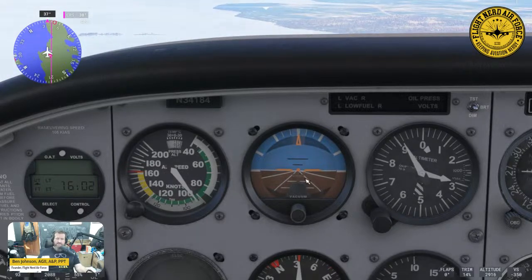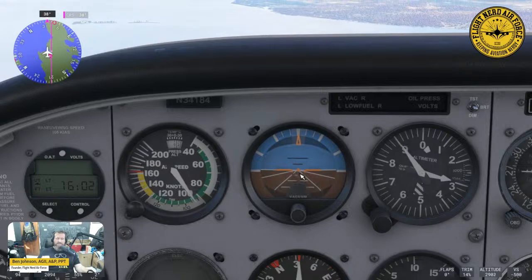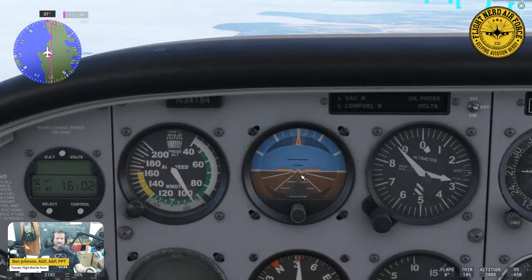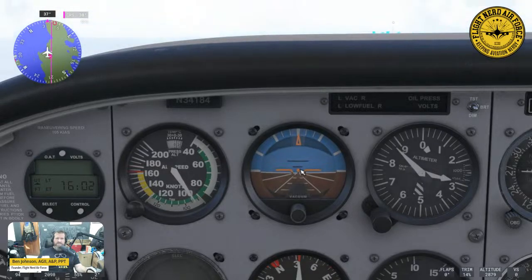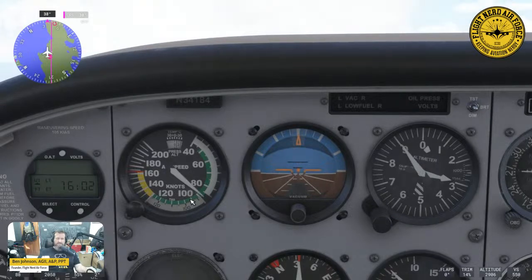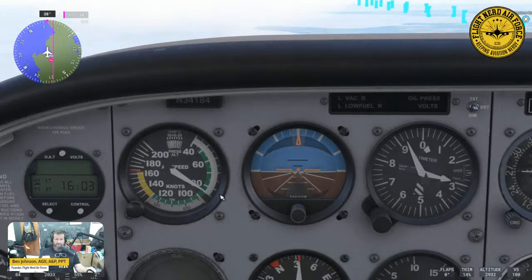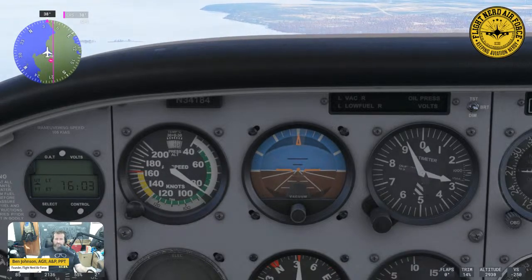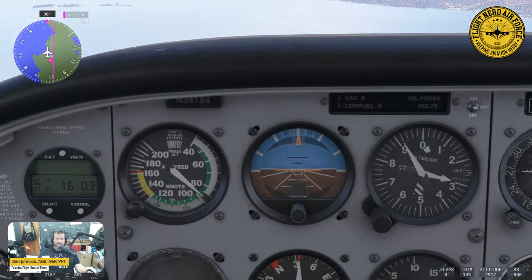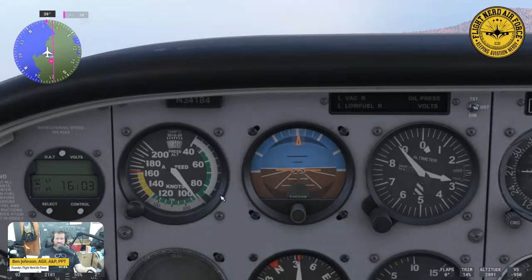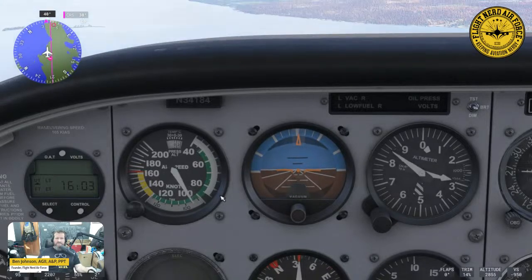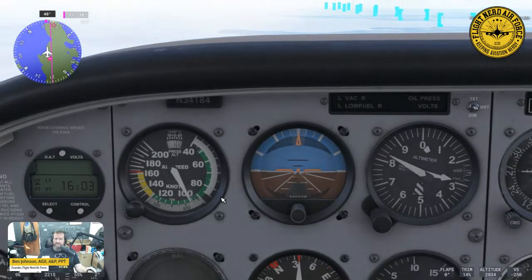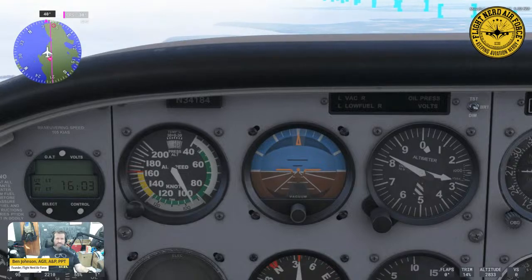Here's my attitude indicator. What happens if I pull the nose back and I start to climb? Is there a relationship between this climbing and what happens on the airspeed indicator? Look at that. My airspeed starts to decrease as I climb because the airplane is fighting gravity. But what happens if I put the nose down? Look at that, we're descending and we are significantly increasing in airspeed. So there's a relationship between these two instruments and what they're showing us.